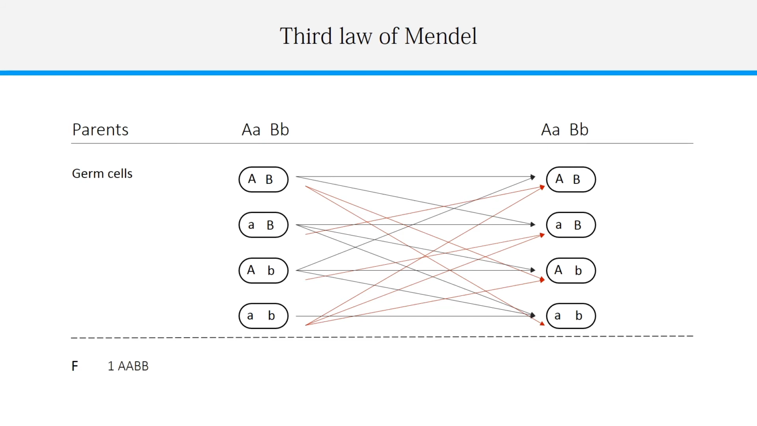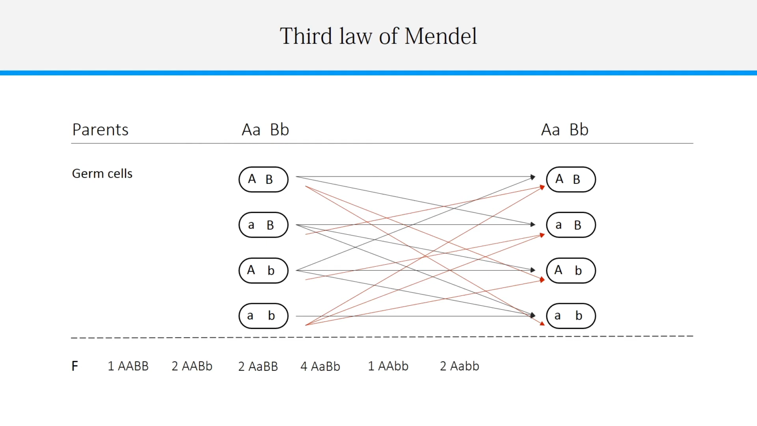So there will be one possibility for combinations that have both dominant genes A and both dominant genes B. Two possibilities when the next generation organism has two dominant genes A and one dominant gene B, one recessive gene B. Two possibilities for heterozygous for gene A and dominant homozygous for gene B. Four possibilities for heterozygous for both genes A and B.